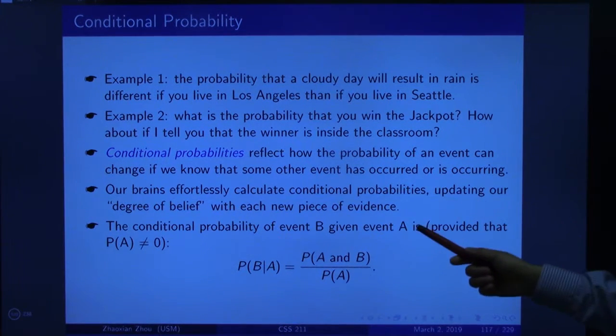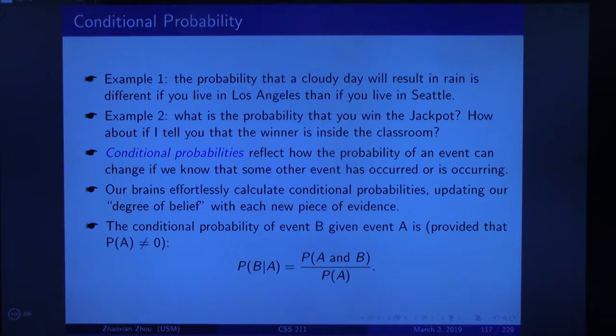The second example is what is the probability that you win the jackpot? Again, your answer will depend on some information. For example, I just ask you, what is the probability that you win the jackpot? You say, okay, that probability is too small. It's very, very, very small. If I tell you, the winner is in our class, in our classroom, now your answer may change. Now you know you're going to have a much larger probability that you win the jackpot because the winner is already inside our classroom. That is the information I give you.